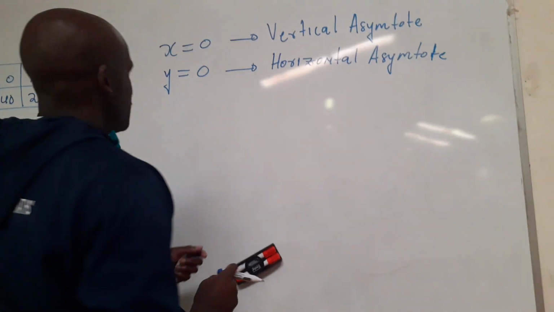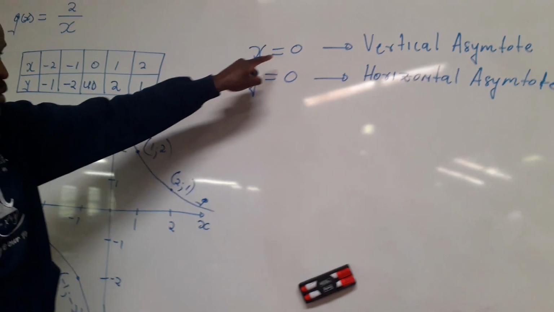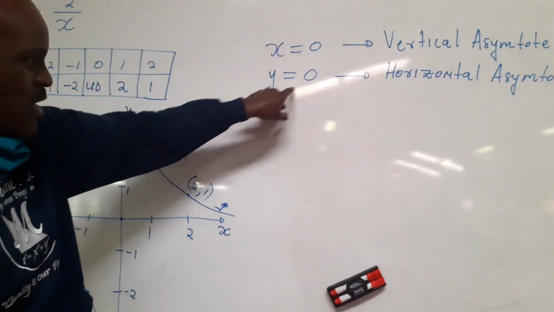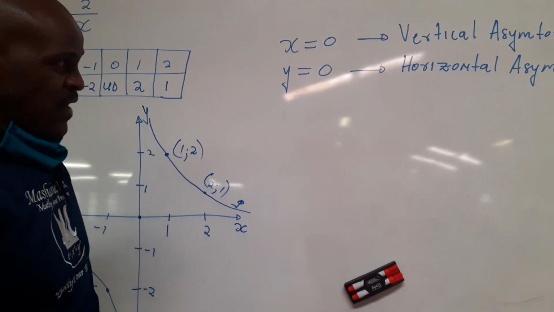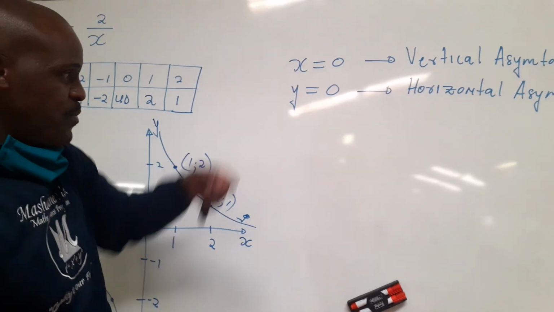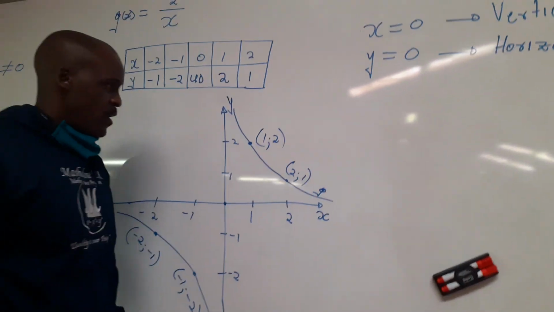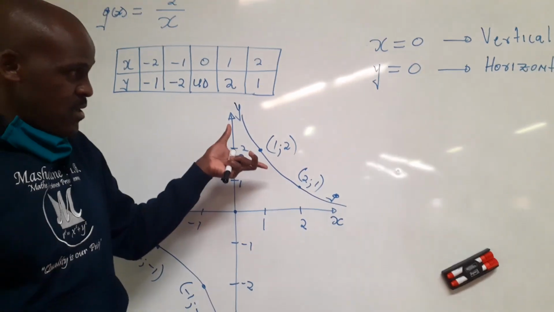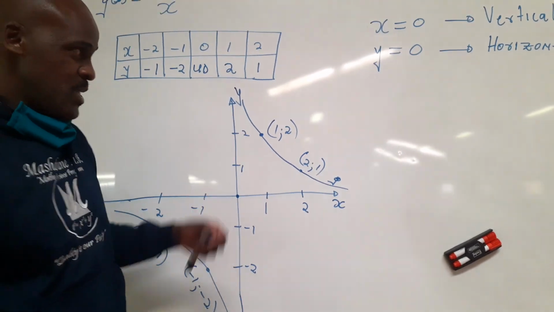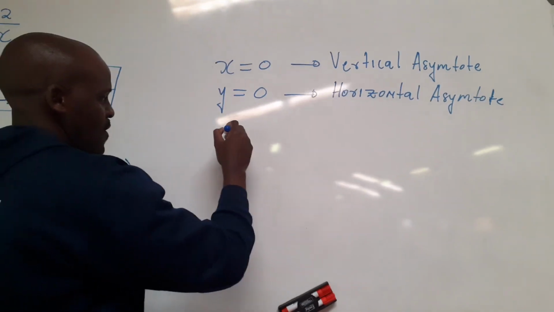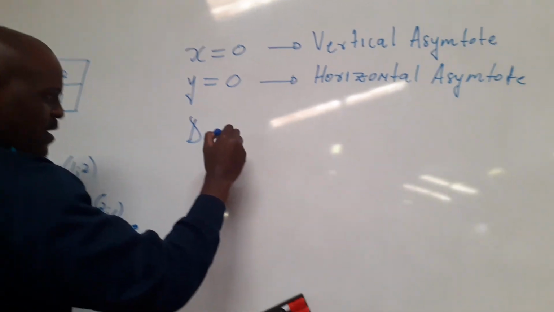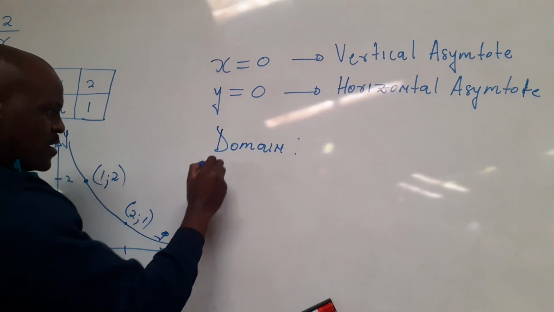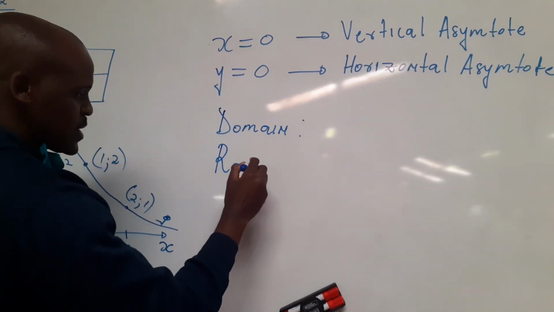So our graph does not exist where x is equal to 0, and our graph does not exist where y is equal to 0. That's what the asymptote tells us about. And then, for this graph to always exist, that's a restriction. We are now restricting our graph to exist for both y and x.